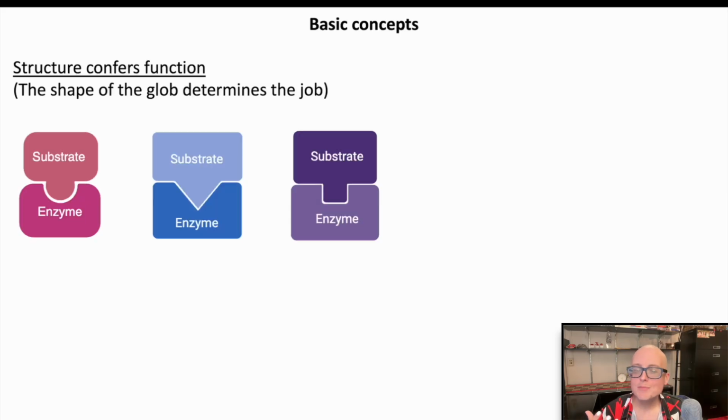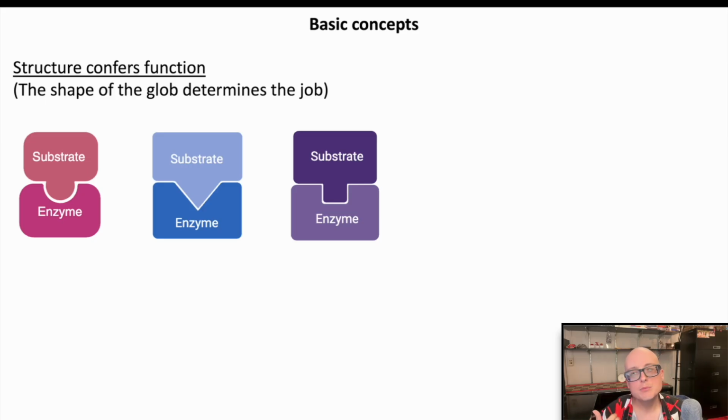So, a major principle of molecular biology that I think is absolutely essential for understanding the immune system is this sentence: structure confers function. A way that one of my previous undergraduate professors put this was a different saying, which is, the shape of the glob determines the job, referring to the globular shape of most protein molecules. The idea here is that the shape of almost any biological molecule is almost everything in determining the types of things that that molecule is able to accomplish biologically.